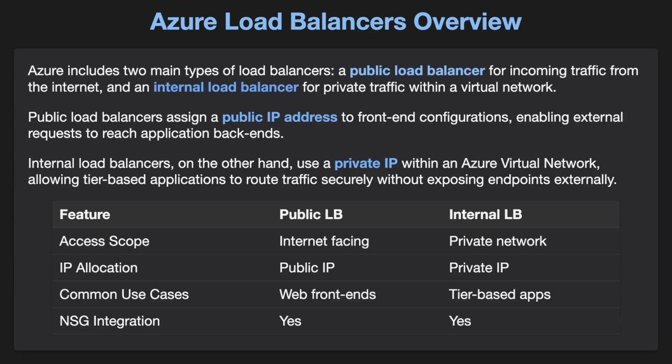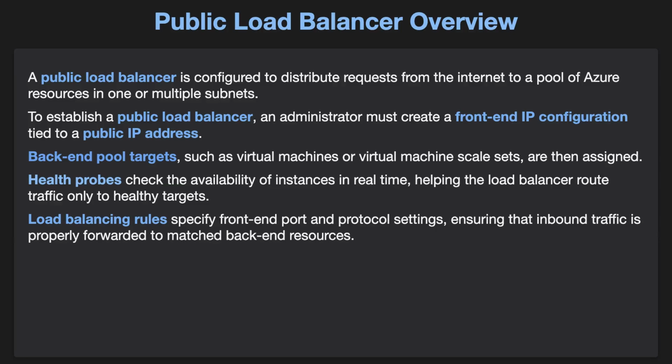Public load balancers assign a public IP address to front-end configurations, enabling external requests to reach application backends. Internal load balancers, on the other hand, use a private IP within an Azure virtual network, allowing tier-based applications to route traffic securely without exposing endpoints externally. Feature: public LB, internal LB. Access scope: internet facing, private network. IP allocation: public IP, private IP. Common use cases: web front ends, tier-based apps. NSG integration: yes.